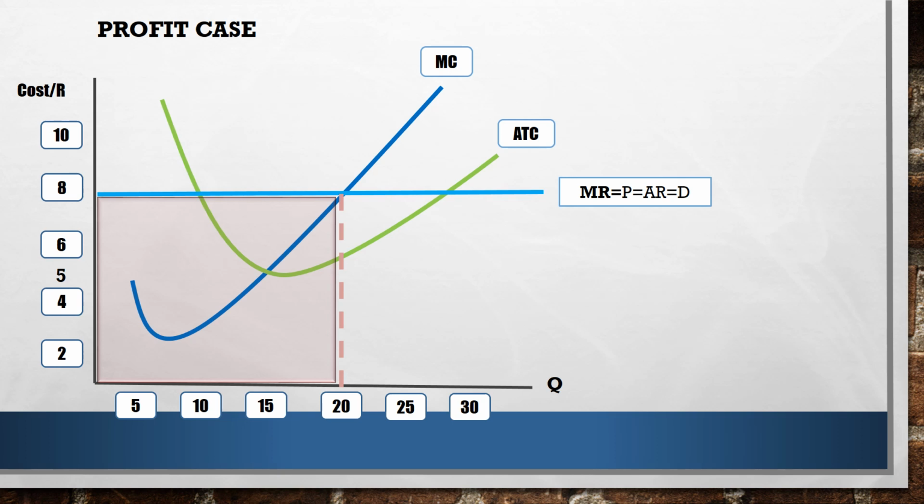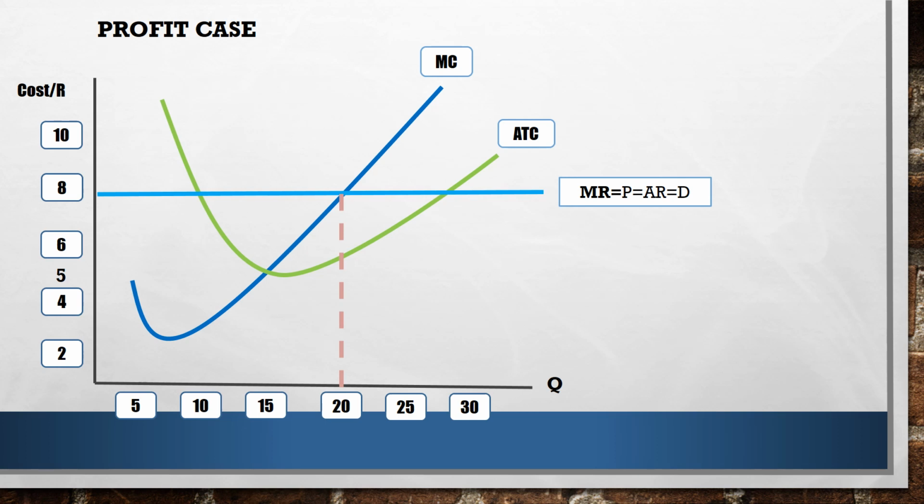So all this box from 8 to 20, that's your total revenue. Numerically, total revenue is price times quantity. Price is 8, quantity is 20, so that makes your total revenue 160. But this is total revenue. This whole box is not your profit.